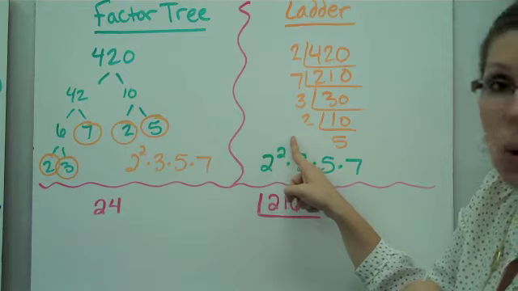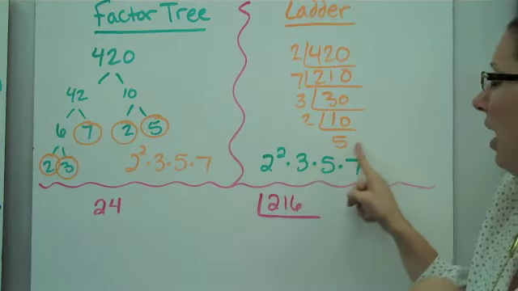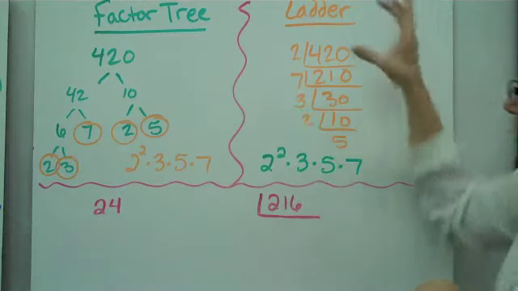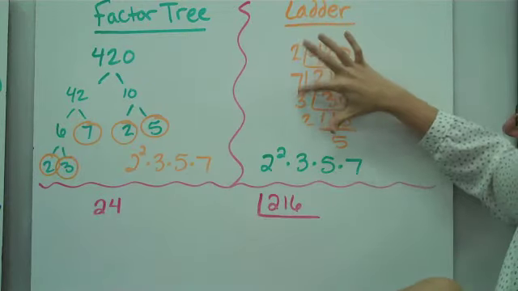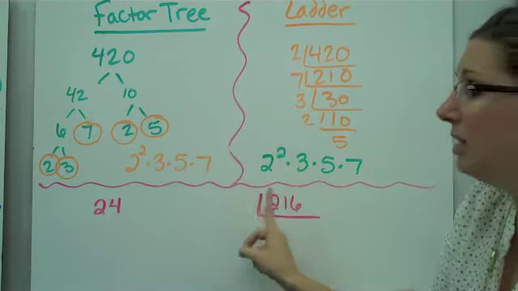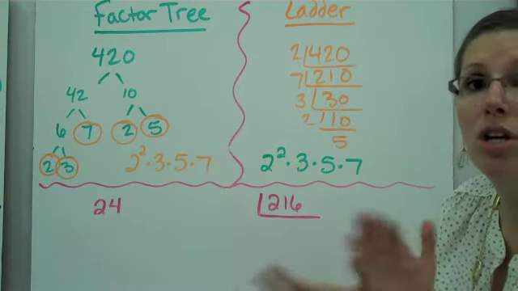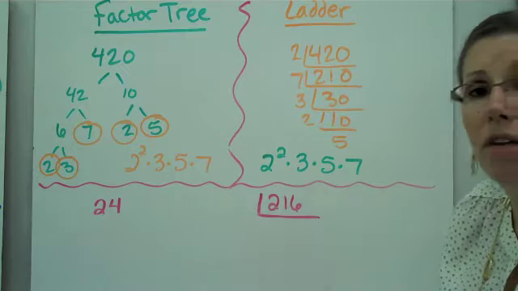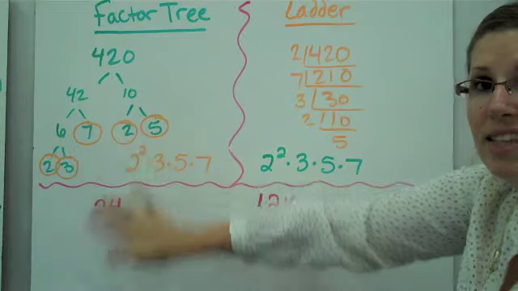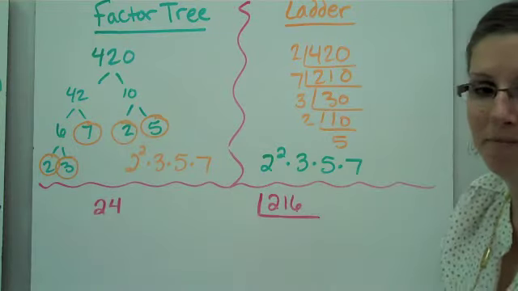If you look, I've got only prime numbers here and a prime number left over down here. When I look, I've got 2 squared times 3 times 5 times 7, which is the same thing I got before. You choose whichever method you feel most comfortable with. A lot of students like the factor tree at first, and then some graduate over to the ladder.